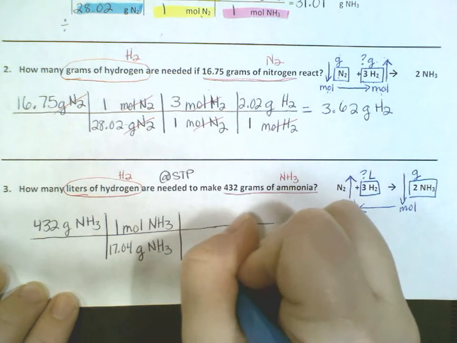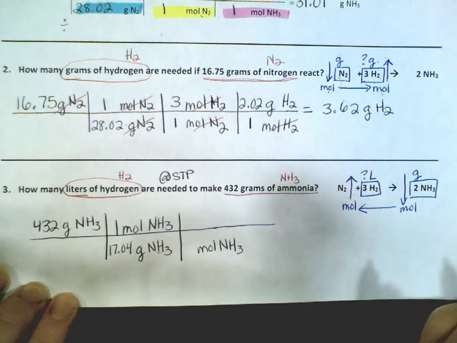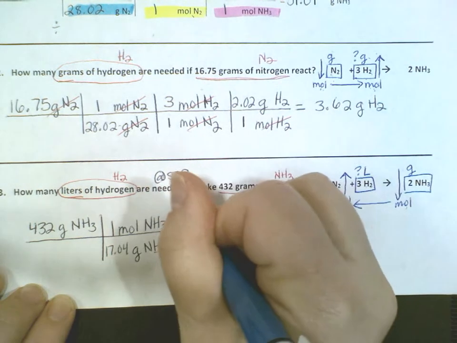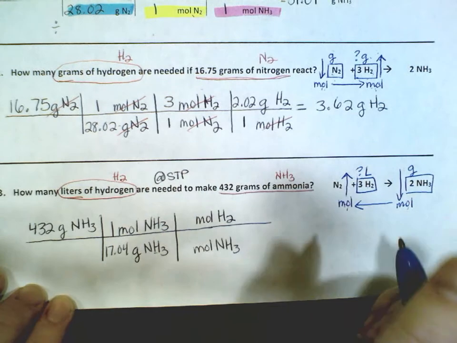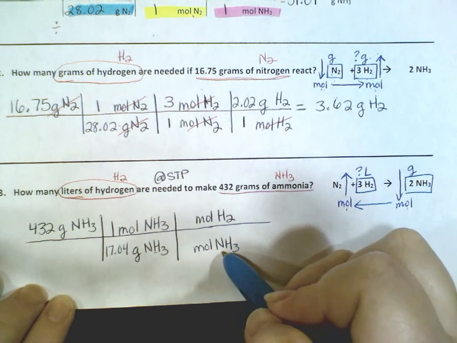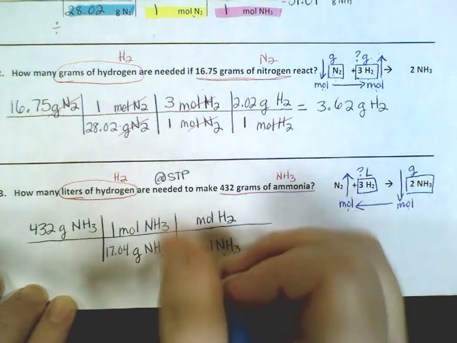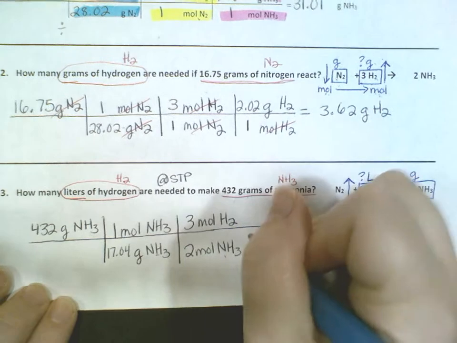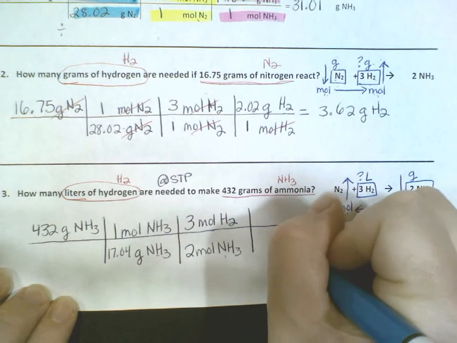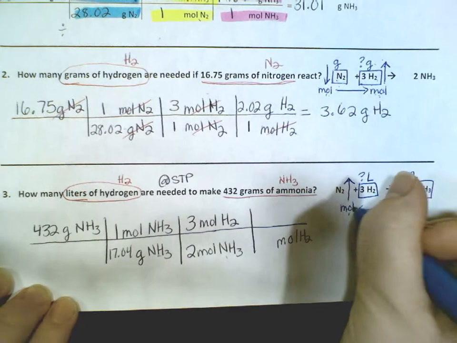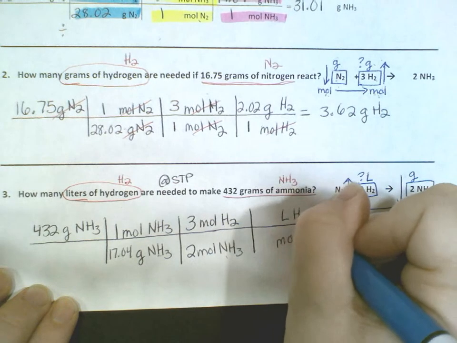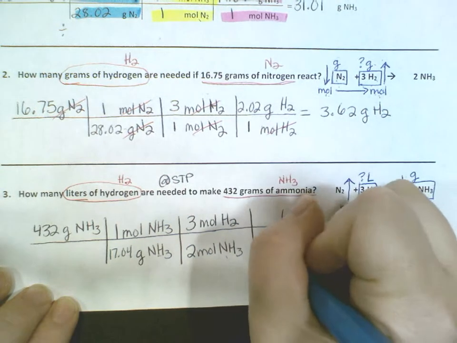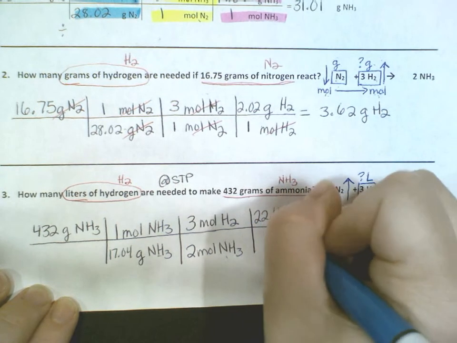Bring down our units. Check our map. We're at moles of NH3. We want to go to moles of hydrogen. So this is our mole ratio. We want to use our coefficients. So there's a 2 in front of the NH3 and a 3 in front of the hydrogen. And then our last step, bring down our units, moles of H2. We want to go to liters of H2 according to our map. And this is our molar volume. So 1 mole is equal to 22.4 liters.